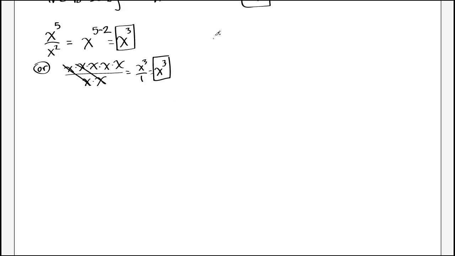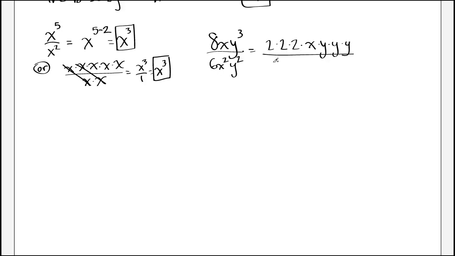And let's take a look at yet another example here with some numbers and letters. So here we have 8xy to the third divided by 6x squared y squared. Let's go ahead and write this out into its prime factorization. So we have 2 times 2 times 2 times x times y times y times y divided by 2 times 3 times x times x times y times y. And then we can cancel out the common factors. Then we can write our solution, which is 2 times 2 times y divided by 3 times x. Let's simplify that down and say it's 4y divided by 3x. And that's our solution.